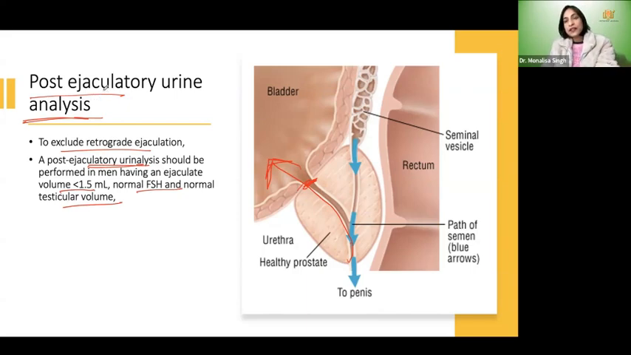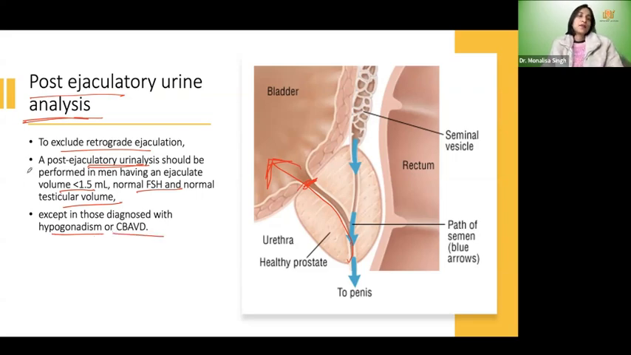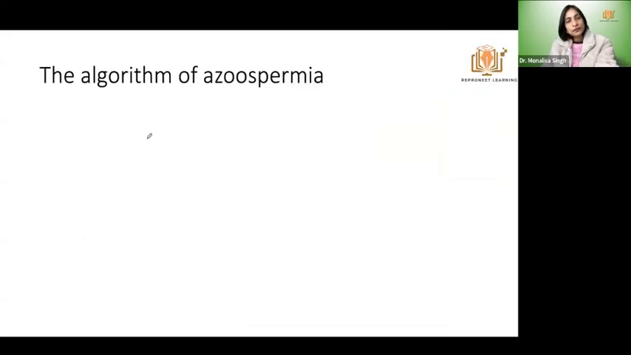Because then this will not require surgical sperm retrieval. This will just require isolation of spermatozoa from the urine. If there is a diagnosis of hypogonadism, there is a diagnosis of CBAVD, there is a diagnosis of testicular failure, then don't do this. But otherwise, when you're suspecting obstructive cause, then you do this.